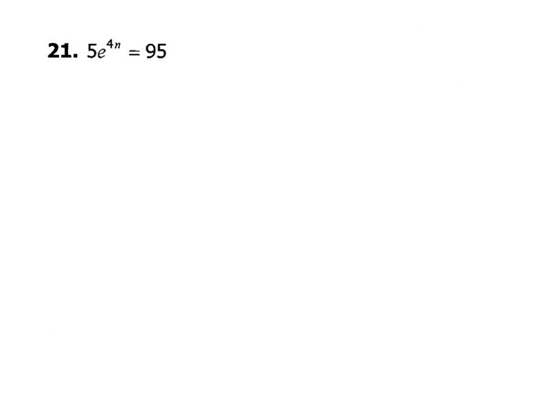All right, last but not least, number 21. All right, we've got 5 times e to the 4n power equals 95. Anytime we've got an exponential function with base e, we want to solve it just like we did number 19, but we've got to get that exponential function, or that base e, all by itself. So the first thing we want to do is divide both sides by 5 to get that e by itself. So 5s will cancel out over here. We're left with e to the 4n power equals, and 95 divided by 5 is going to give us 19.